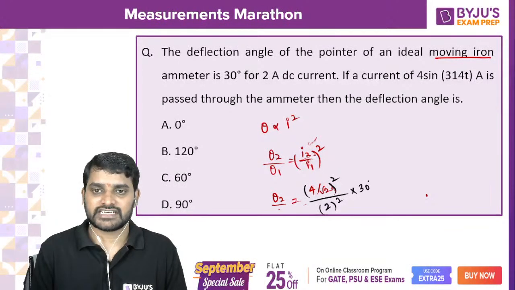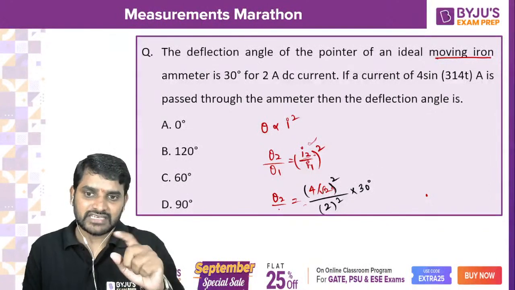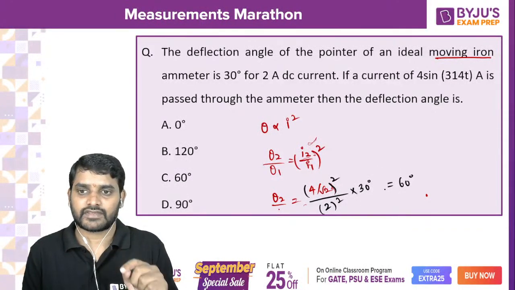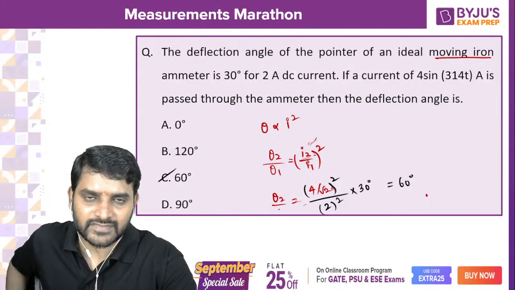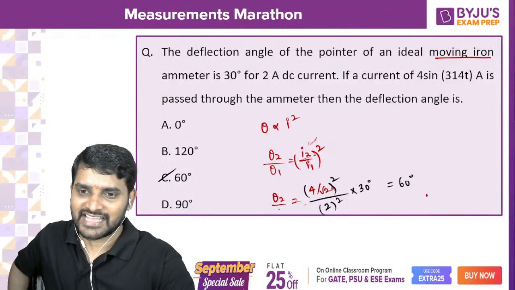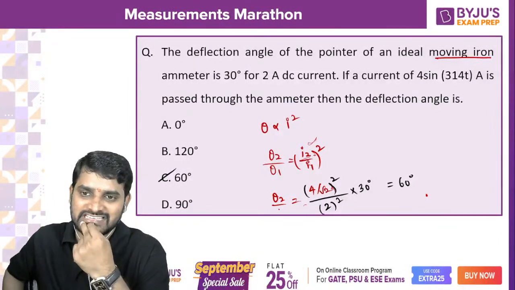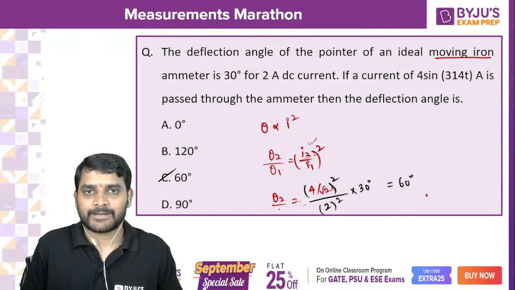Theta 1 is 30 degrees. So 4 by root 2 whole square is 16 by 2, which is 8. 8 by 4 is 2. So 2 into 30 will be 60 degrees. Are you getting 60 degrees? Is everybody getting 60 degrees? Is it 90 degrees? I am getting 60 degrees. Is it so?